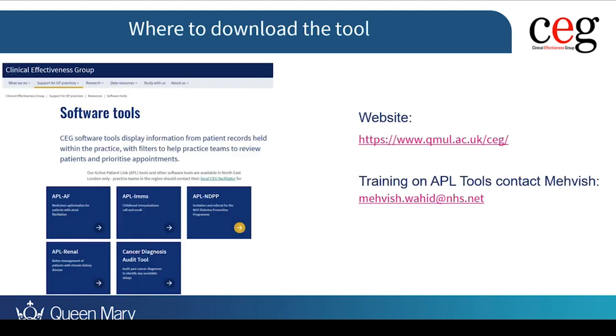How to download it. So the website is on the screen there now. That's our CEG QMUL website. Once you go on there, if you navigate to Support for GP Practices and go to Resources, you've got the software tools there, and then all your 5 APL tools will come up on there. And if there are any new updates, they'll be emailed to you as well. And if you need any training or anything, my email's on the screen right now. You can email me directly, and we can give you one-to-one training if required as well.